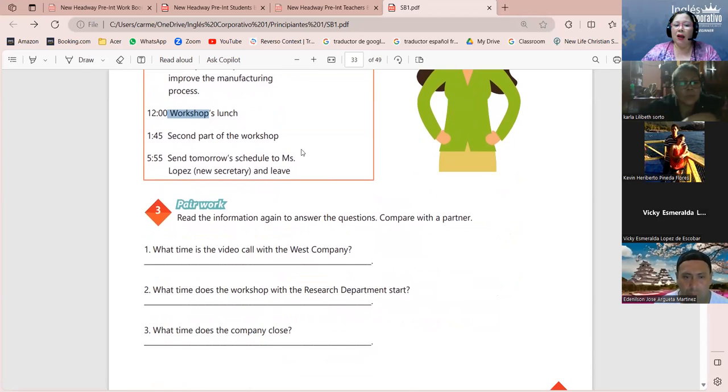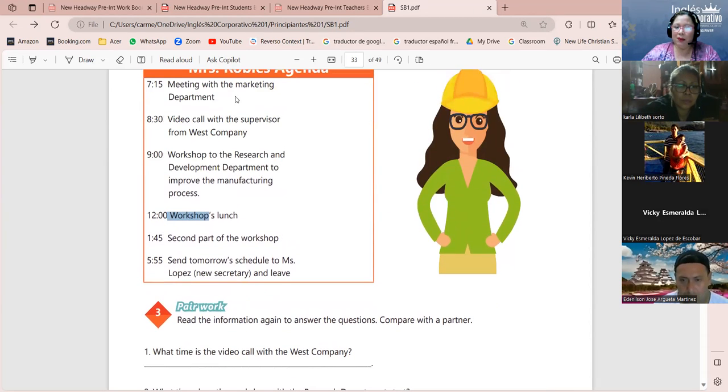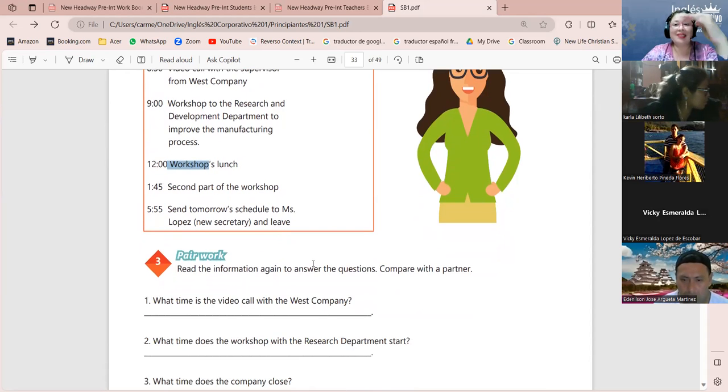So, yesterday we read the activities: meeting with the marketing department, video call with the supervisor from which company, workshop to the research and development department to improve the manufacturing process, workshop's launch, second part of the workshop, sent him on schedule to Miss Lopez. Slowly. No, we are going to do this because we read it yesterday. We are going step by step. Siempre se han fijado que tiro de un solo y después ya me quedo. Slowly, okay? Es necesario que ustedes se familiaricen cómo suena el inglés, okay?